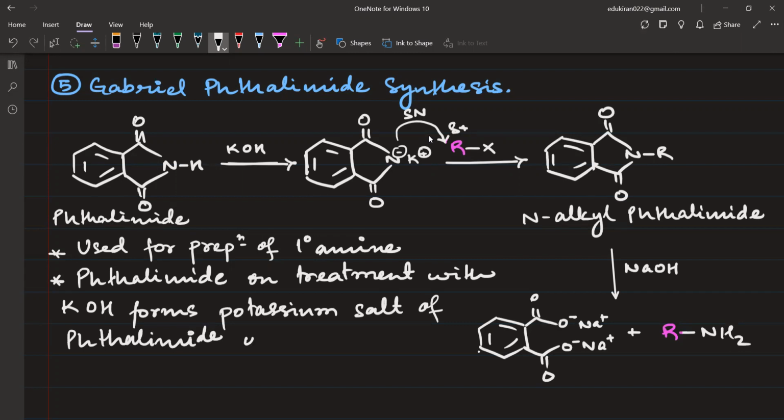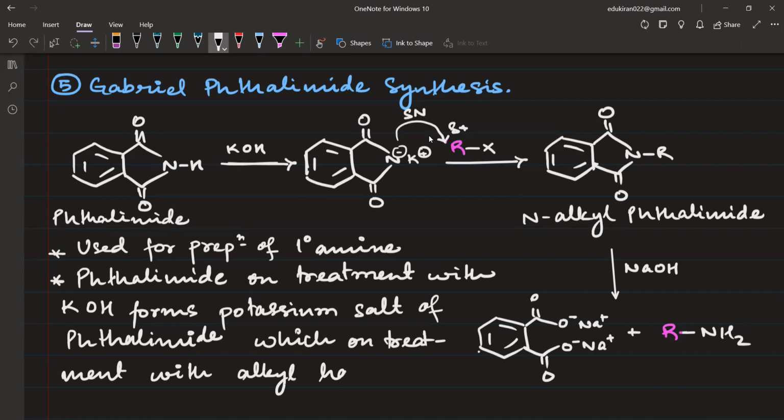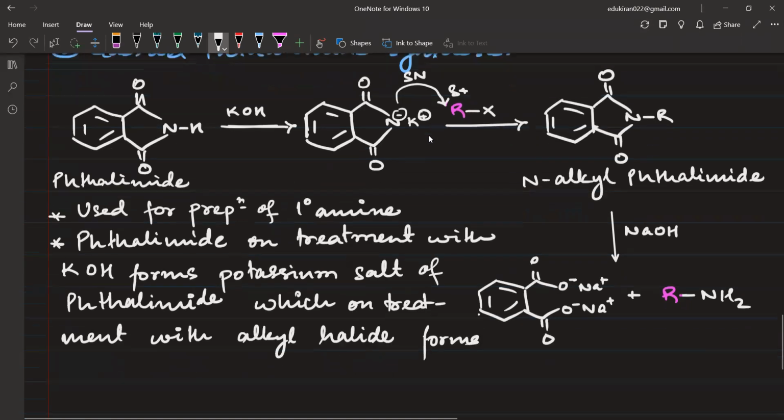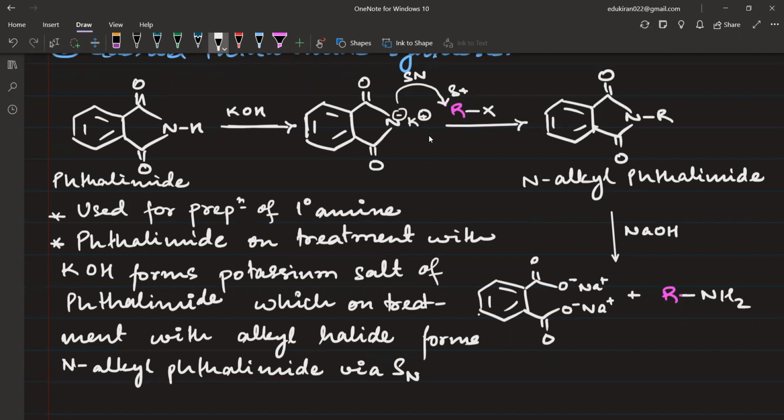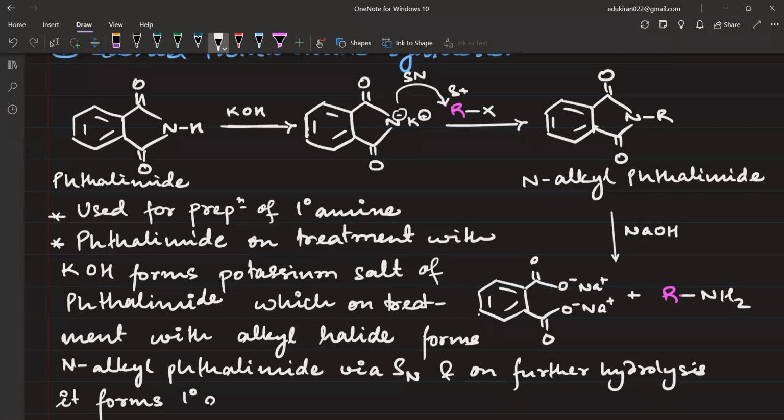Potassium salt of phthalimide, which on treatment with alkyl halide forms N-alkyl phthalimide. You will write via SN2, nucleophilic substitution. And on further hydrolysis, it forms one degree amine. Now, why is SN2 very important?